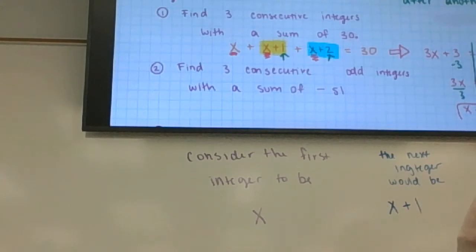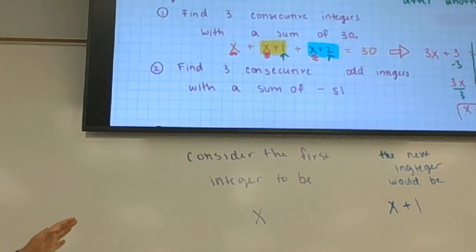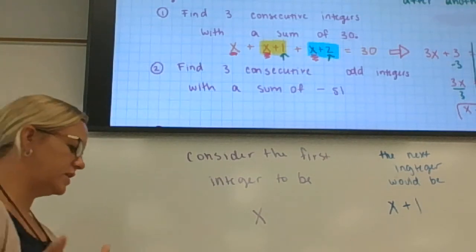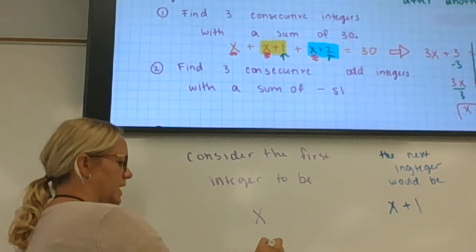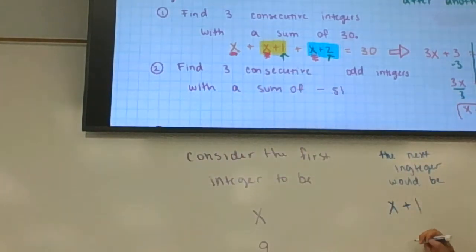So number 2 says find 3 consecutive odd integers. Odd is a game changer. Because, for instance, if our first number was 9, what's the next odd number after 9? 11. It would be 11. So is 11 9 plus 1? No, it changes. Now it's x plus 2. And what's the next odd number? 13. So 13 is 9 plus what? 4. I heard someone say 4.